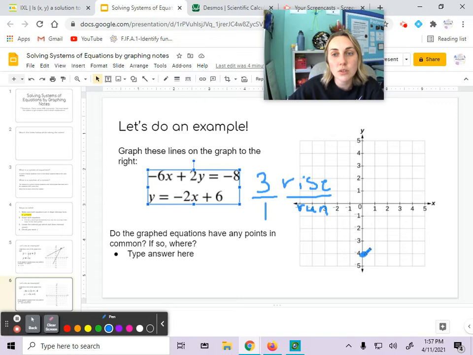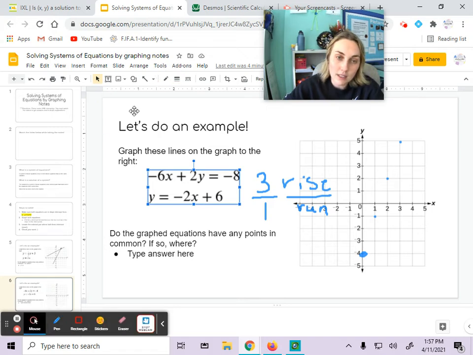So from here, I'm going to rise 3 times, 1, 2, 3, and I'm going to run 1 time, 1. Same thing, 1, 2, 3, over 1. I'm going to do it one more time, 1, 2, 3, over 1. So now I have enough points that I can make my line. So again, y'all can do this. Y'all are going to create your line, starting at here, and I'm going to trace my dots.